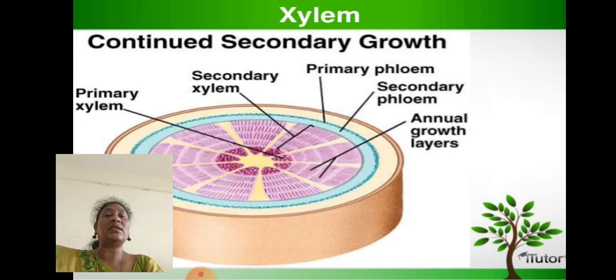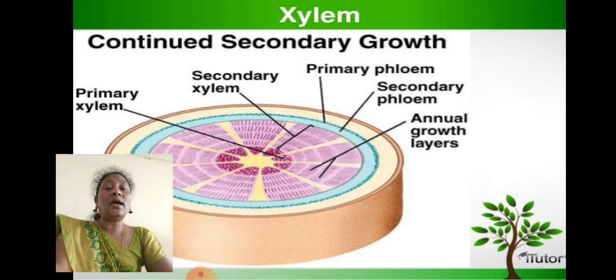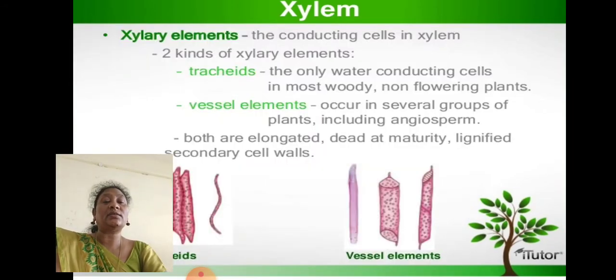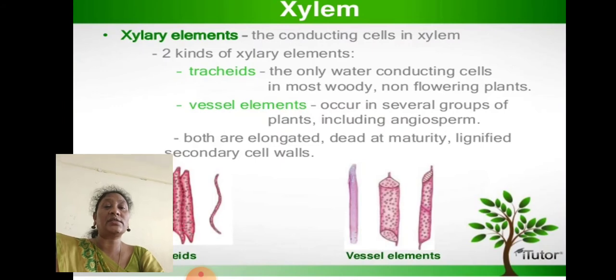Next one is the secondary xylem. The next one is primary phloem, secondary phloem, annual growth layers. So these circular rings we can call annual rings, which are used to calculate the age of the plant by using the annual rings.